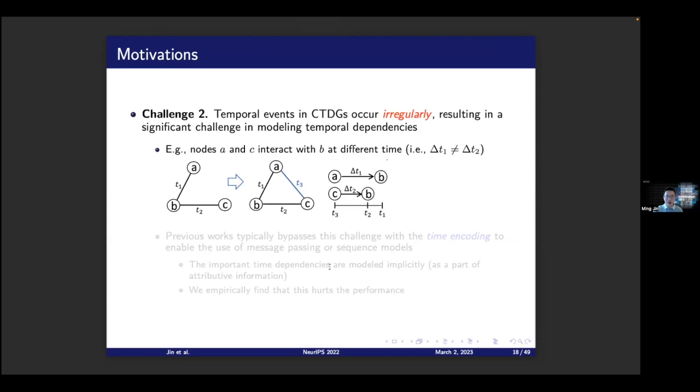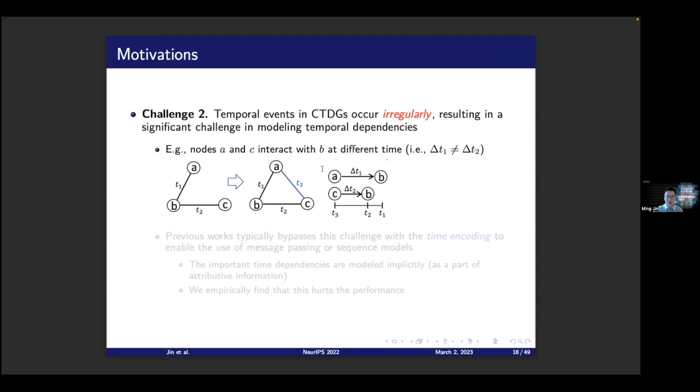Another challenge is that the temporal events in the CTDGs are usually irregularly sampled. This results in a significant challenge when we try to use the sequence models, or the message passing mechanism. That's why we have the time encoding used in these methods.